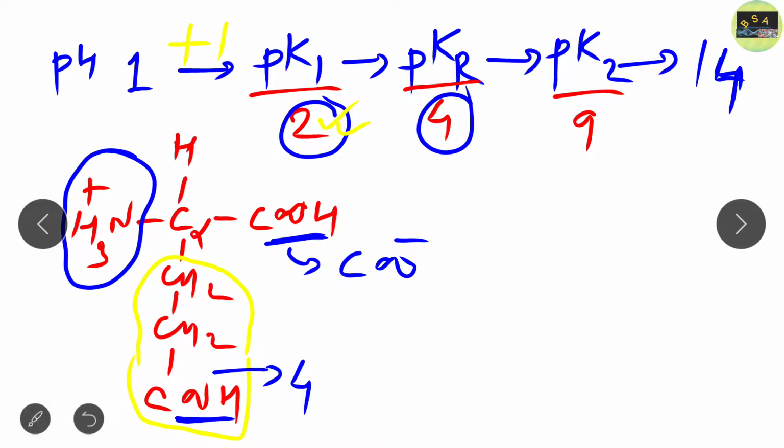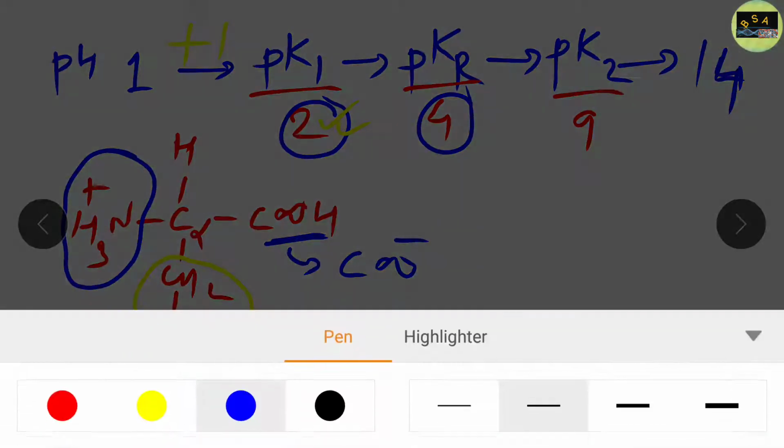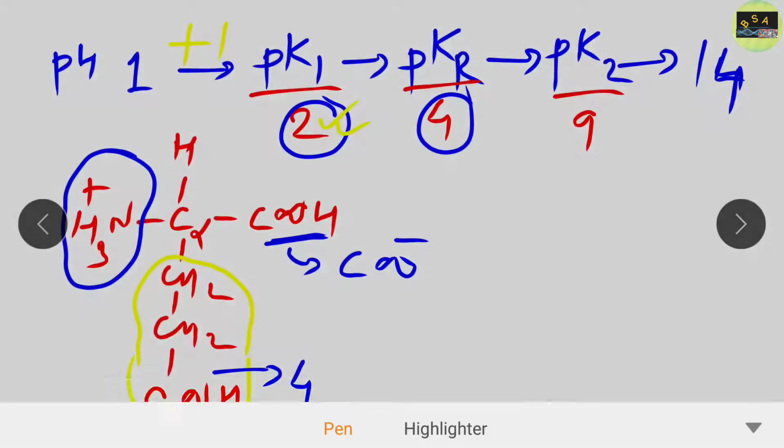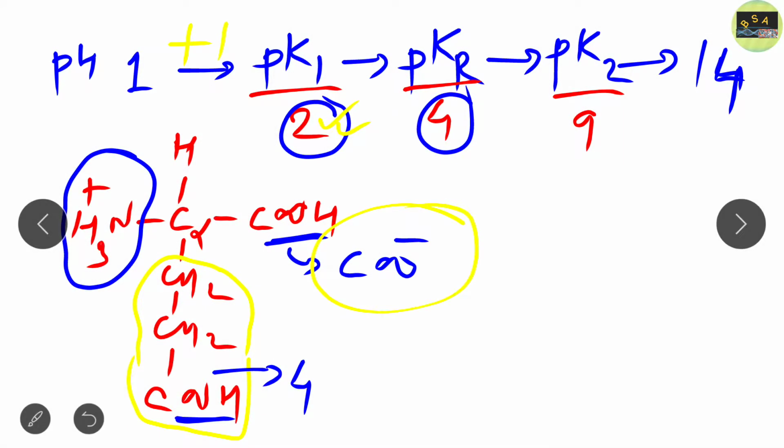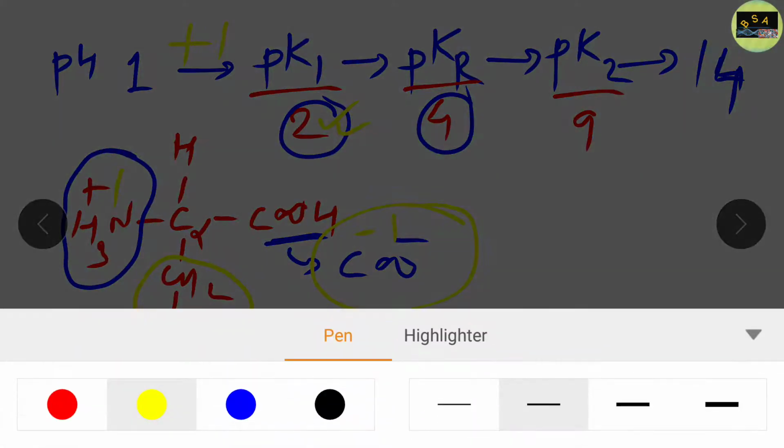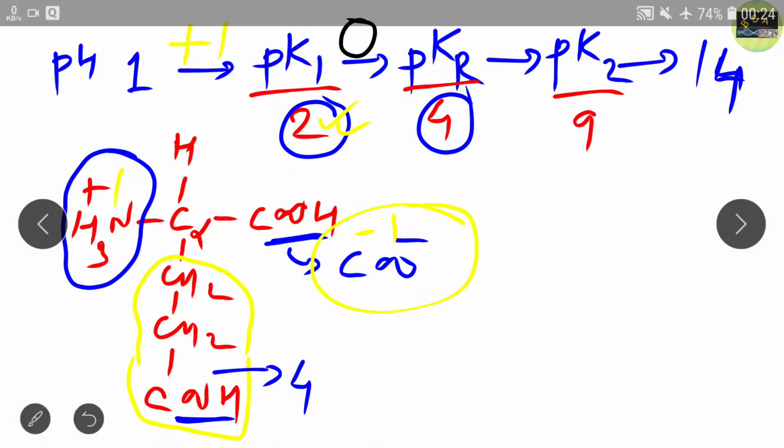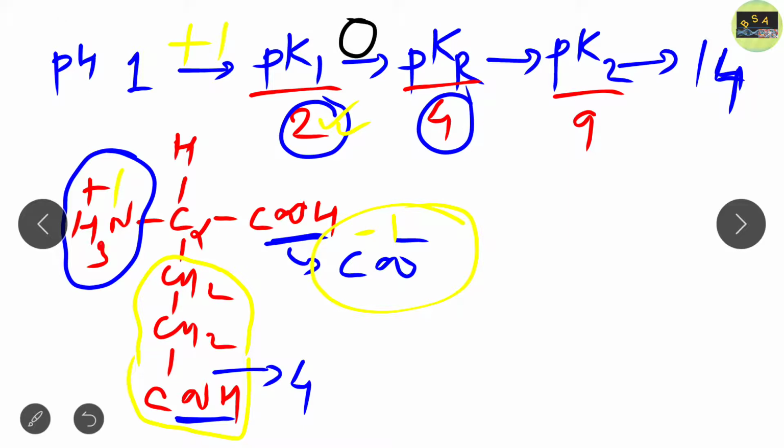And this will remain as it is, as it becomes neutral only when we move above 9. Clear? So what is the charge? The charge here we can see easily is minus 1, and here the charge is plus 1. So plus and minus, that is, the charge becomes 0. Clear? So when we move from pK1 to pKr, the charge becomes 0.